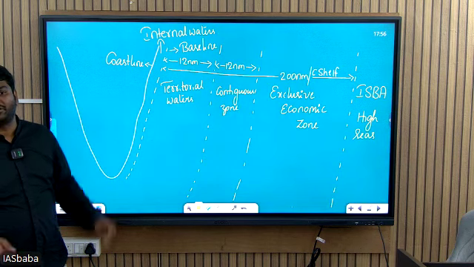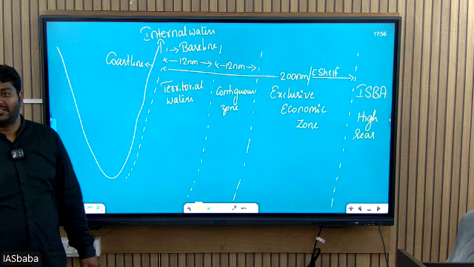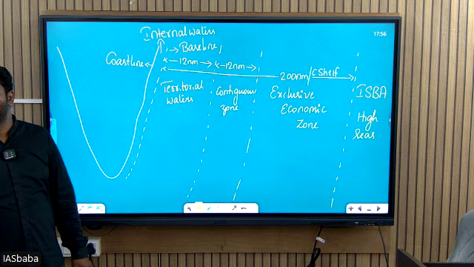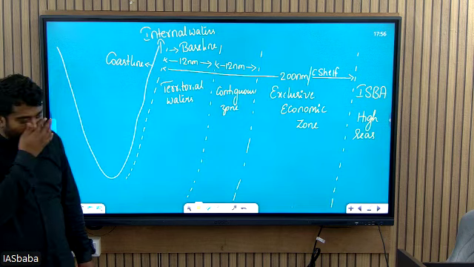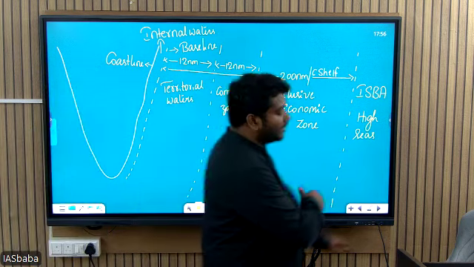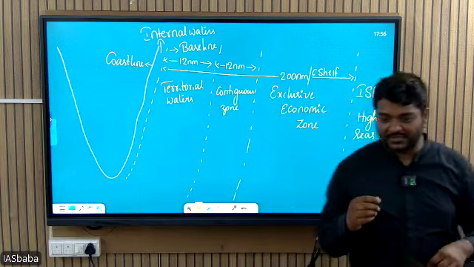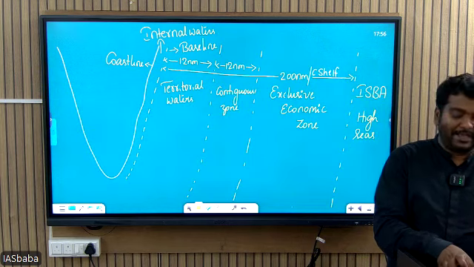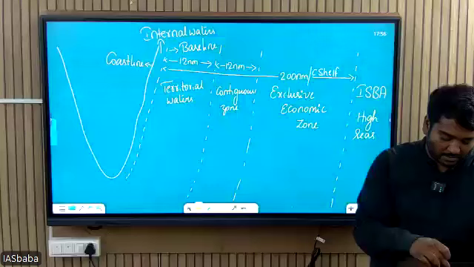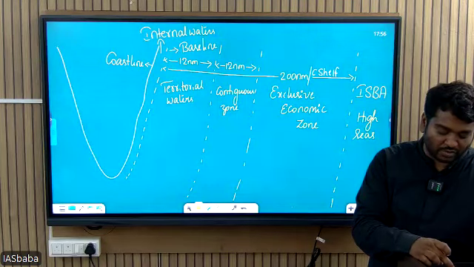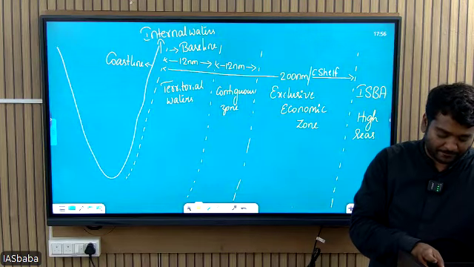In 2014-15, you see, this was asked for 12.5 marks. Explain UNCLOS, maritime zones of the country. Do you understand? So you write law of the sea. Below that you write maritime zones of the country.